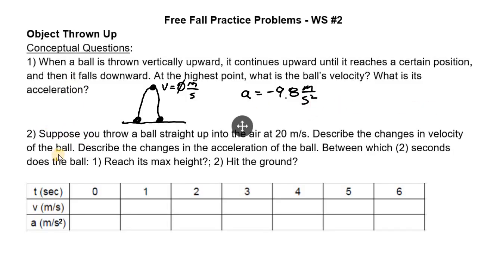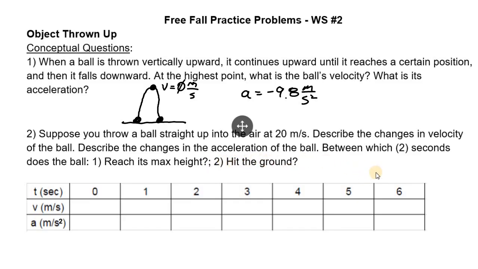Okay, so for question 2, suppose you throw a ball straight up into the air at 20 meters per second. Describe the changes in velocity of the ball. Describe the changes in acceleration of the ball. Between which 2 seconds does the ball reach its max height and hit the ground?